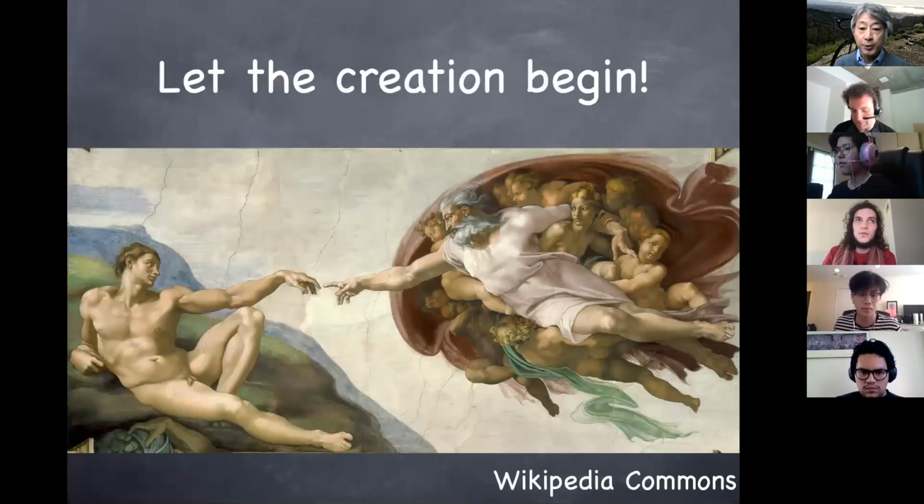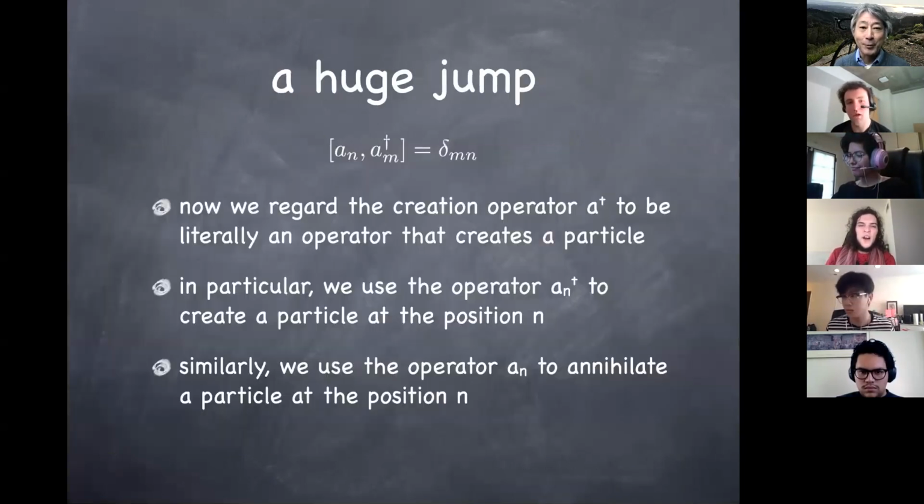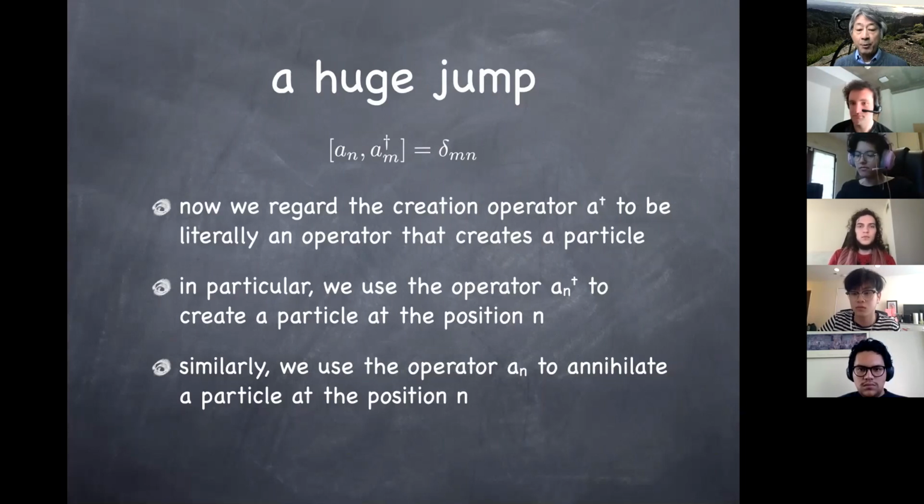So this is week 2, and we already started creating. And so you're already seeing quantum field theory. So, you know, it's rapid progress you're making already. So we made this huge jump. And conceptually, I know it takes a while to sink in, but using these creation-annihilation operators we are familiar with in harmonic oscillator and quantum mechanics, we now regard the creation operator as an operator that can create a particle, literally. And in this case, this index n refers to a position.